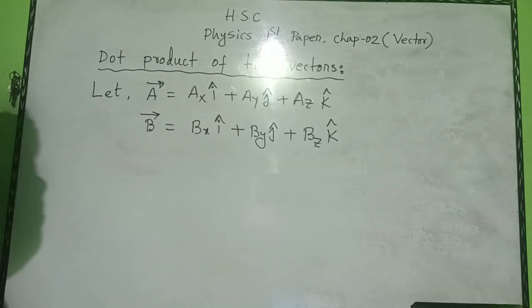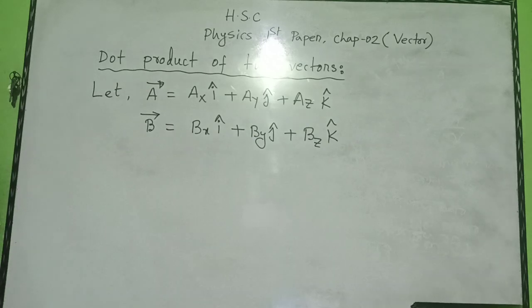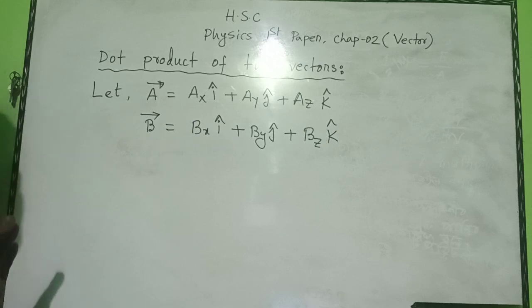My dear students, in the HSC program sequence, I am discussing physics first paper, chapter number 2, vector. In the last class, I defined what the dot product of two vectors is. In today's class, I will show how we can take the scalar product of two vectors.